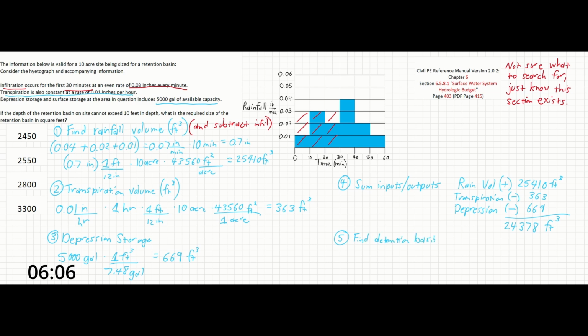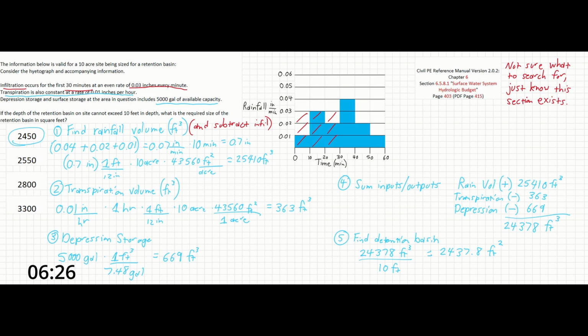And now that we know the total rainfall at the site that is left over, we can design our detention basin. So if we know the depth can't get any greater than 10 feet, we can simply divide our total volume by 10 feet to find the square footage required. And that's going to come out to 2,437.8 square feet. The closest answer to the left is the first one at 2,450.